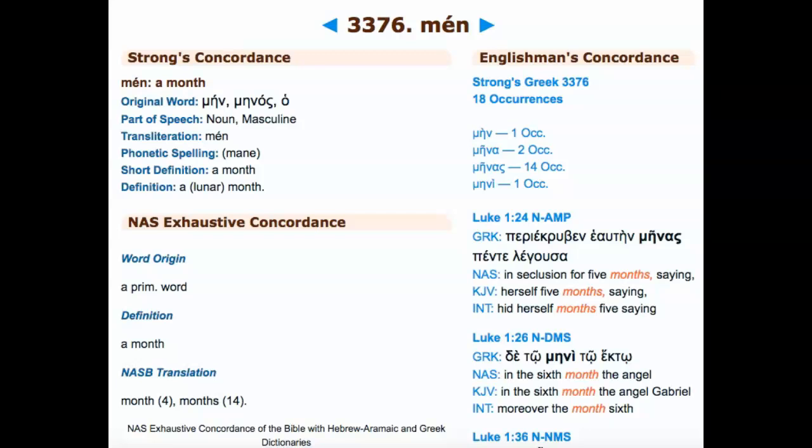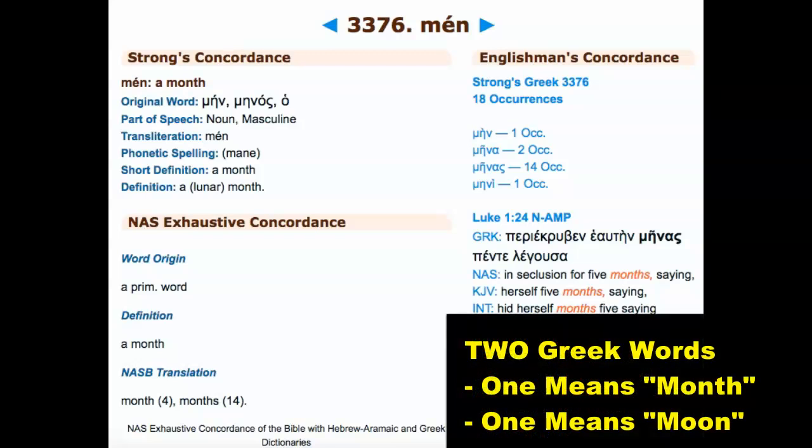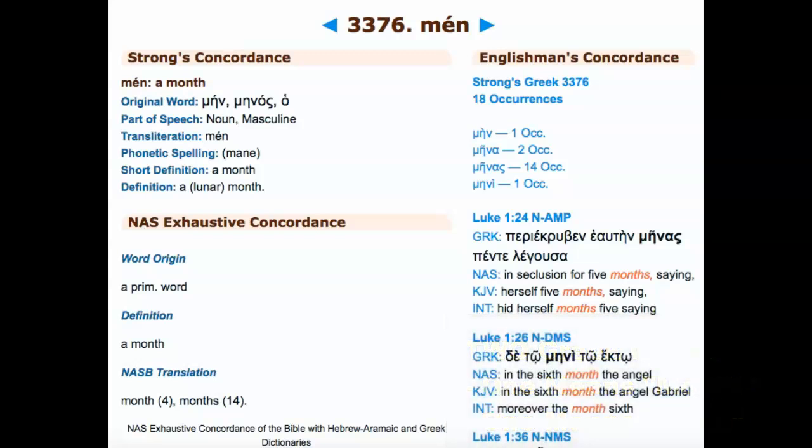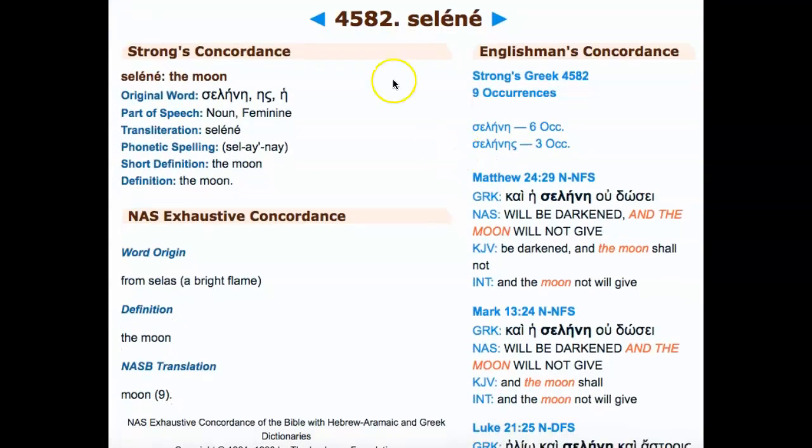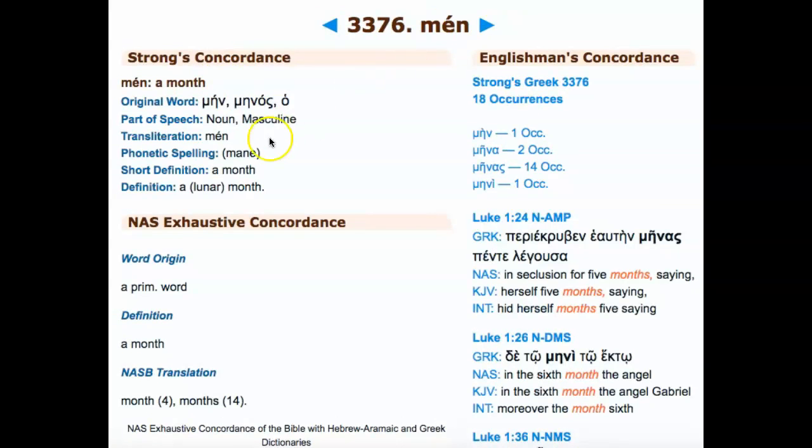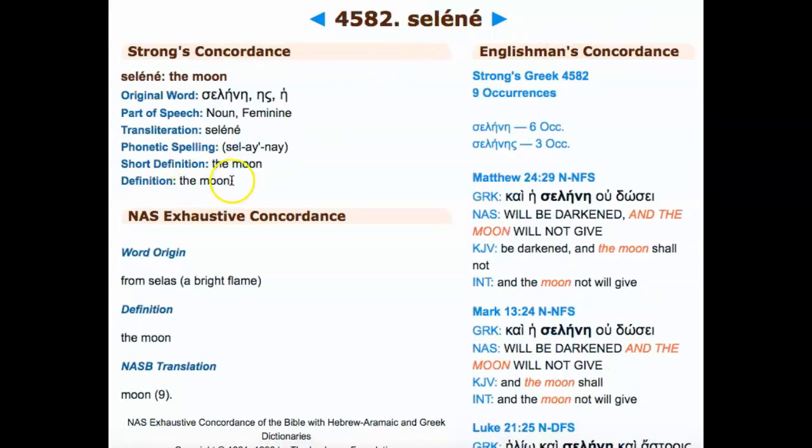And even the Greek shows you the exact same thing, because in the Greek, there are two different words to mean month and moon, just like there are in the English. Well, here in Strong's G3376, this word right here means a month, and has 18 occurrences throughout scripture. If you look right here in Strong's G4582 Selene, it has 9 occurrences and it means moon. So you see right here in the Greek there are two different words. There's one word that means month, and then one word that means moon.